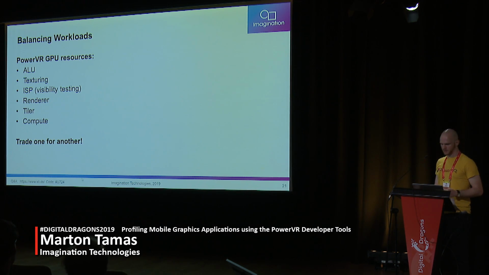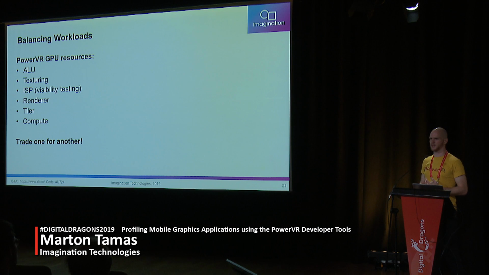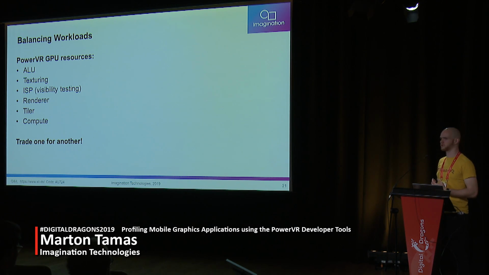So just to give you an example of how to trade resources one for another. In the previous example, we saw that this app was quite texturing limited. So what you can do in this case is implement some procedural texturing and use your ALU resources, which were sometimes quite idle, and you can actually shift your texturing workload to the ALU that way. Or if it were the other way around, and you're really ALU limited, you can pre-calculate your equations into lookup textures and use texturing.